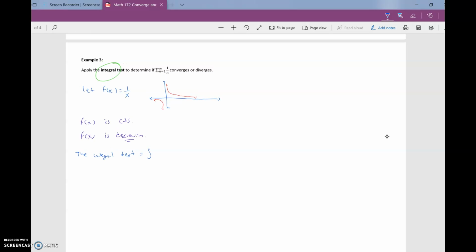So we're going to be integrating from 1 to infinity of f of x dx, which is the integral from 1 to infinity of 1 over x dx, which is equal to the limit as t approaches infinity of the integral from 1 to t of dx over x, which is equivalent to the limit as t approaches infinity of the ln of x evaluated from 1 to t.